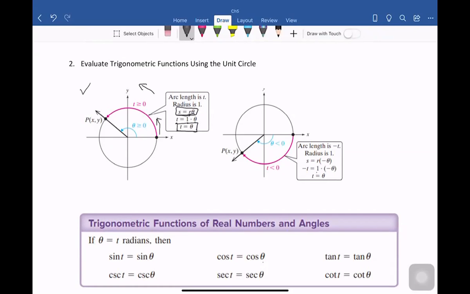How about the negative angle? If the arc length is negative t, the radius is 1, and plug it in the formula, because this is going in the clockwise direction, the angle must be a negative angle. So plug it in the formula. We get negative t equals negative theta. That means t equals theta. We know t is arc length, and theta is the angle, but they have the same value.